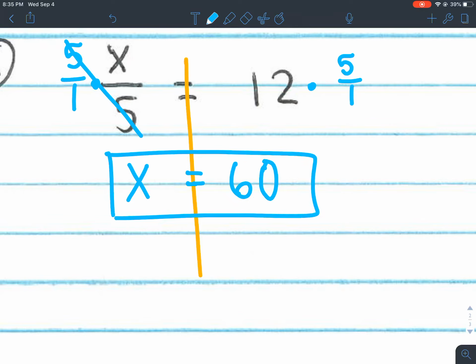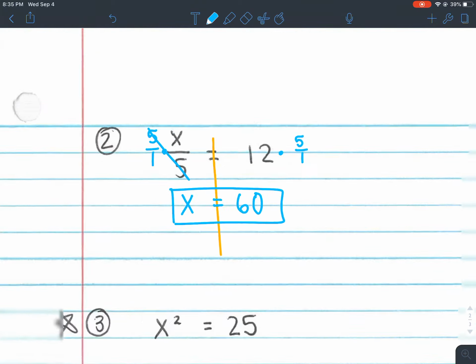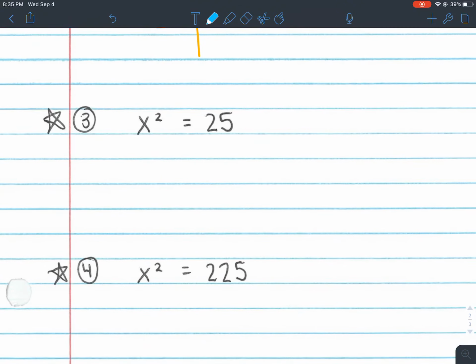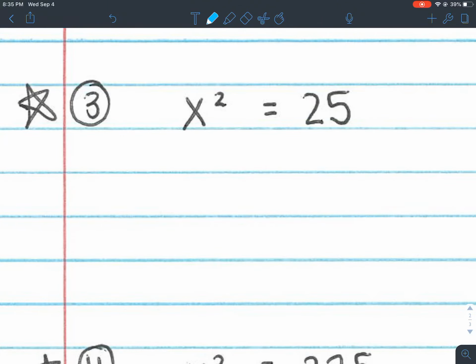And I have x all by itself, so I'm done. And I can check that by doing 60 divided by 5, that equals 12. All right, number 3 and number 4 have stars next to them because they're a little bit different.